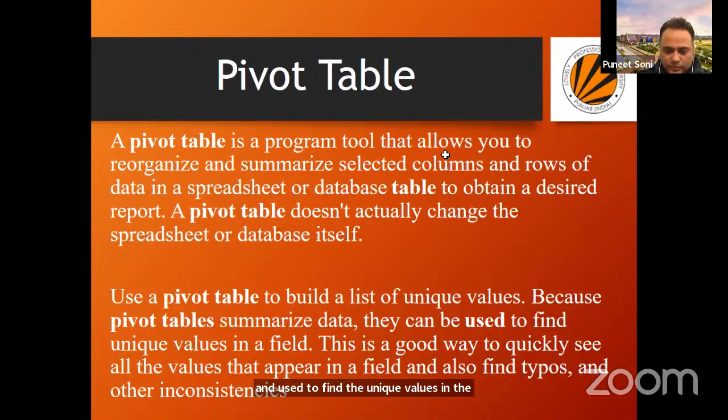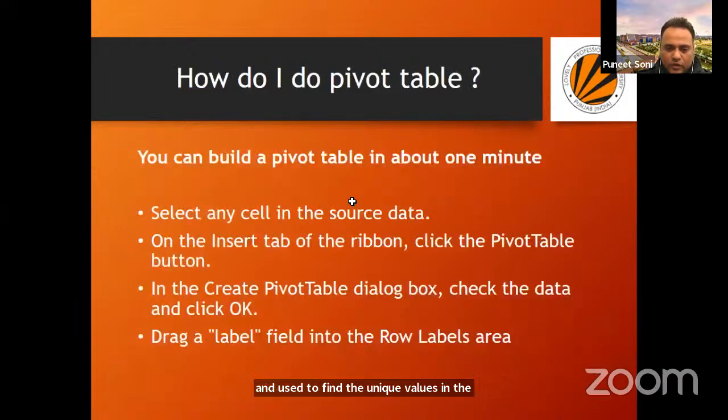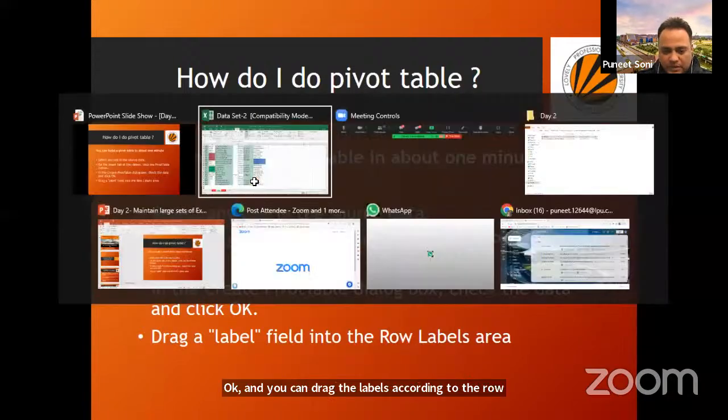So how can I create a pivot table? You can simply select any cell in the source data, click on the Insert tab, and click on the Pivot Table button. In the Create PivotTable dialog box, check the data and click OK. Then you can drag the labels according to the row areas. Okay, so that is how we can pivot the table.